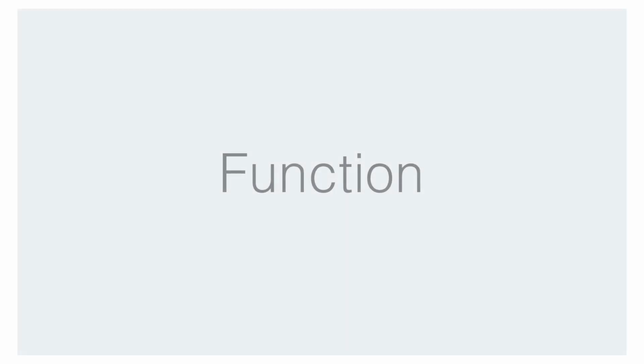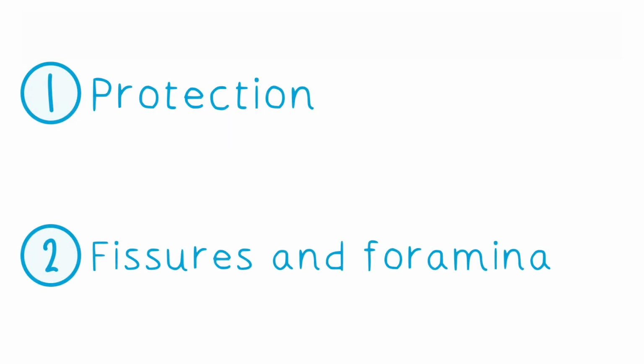Now we will talk about the function of the bony orbit. So as many of you can guess, its main function is to protect the eye and its surrounding soft tissues and structures. It also contains many fissures and foramina. Now, how do these help us? They basically allow for the passage of various neurovascular structures from the brain to the eye and also the face.